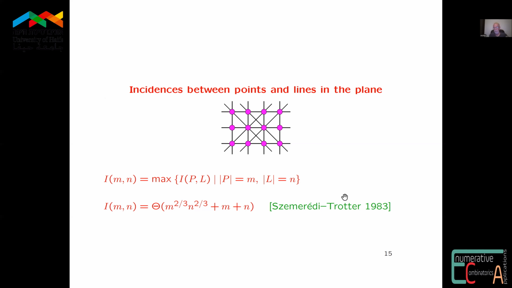So the whole topic of incidences got a jump start from a classical paper by Szemerédi and Trotter from 1983, where they have shown that the maximum number, actually tight up to a constant, is m^(2/3) n^(2/3) + m + n. The linear terms m plus n come when m is much smaller than n or n is much smaller than m, but the basic bound is m^(2/3) n^(2/3).